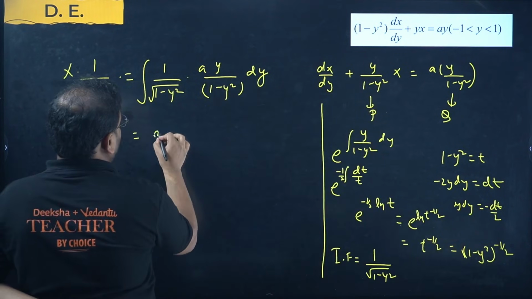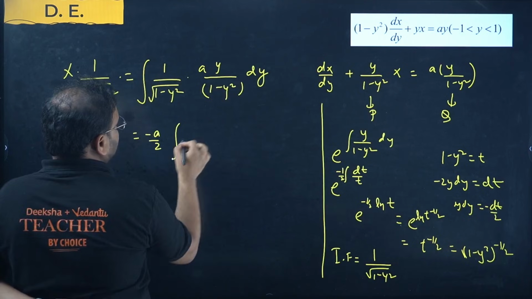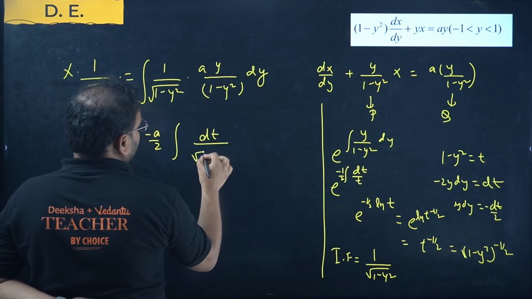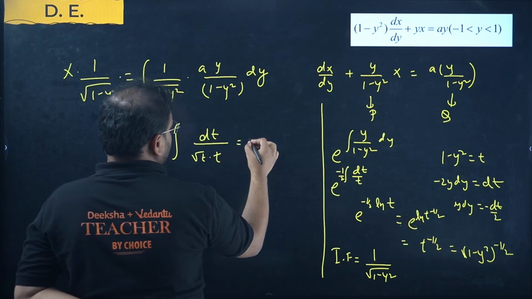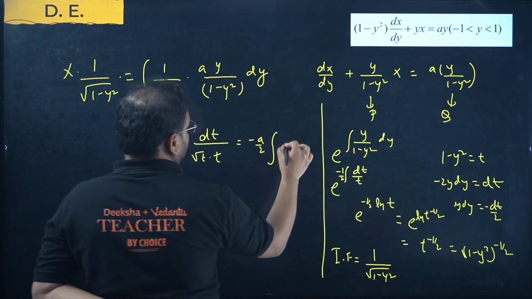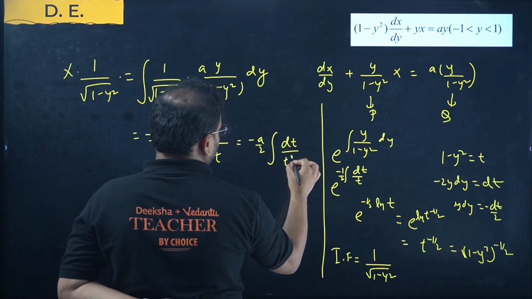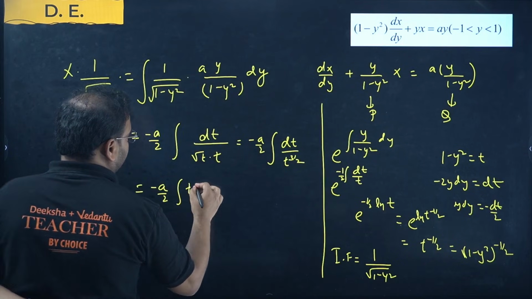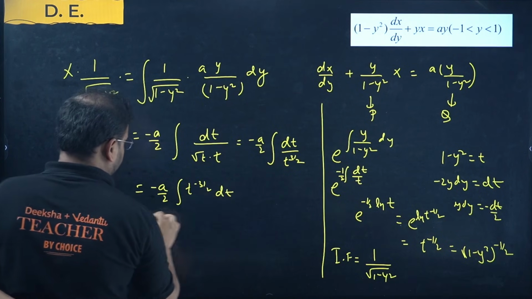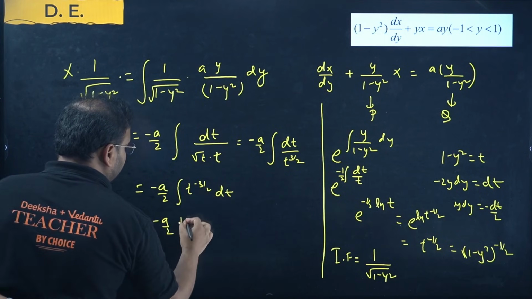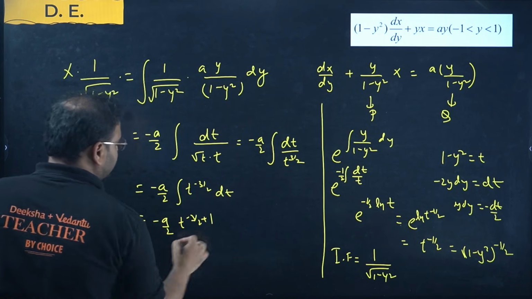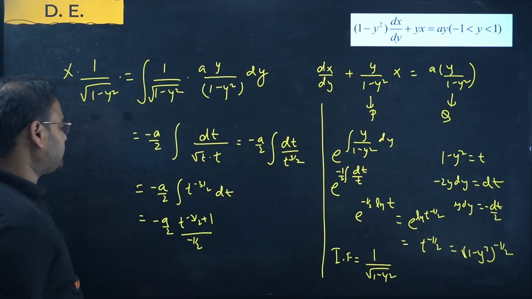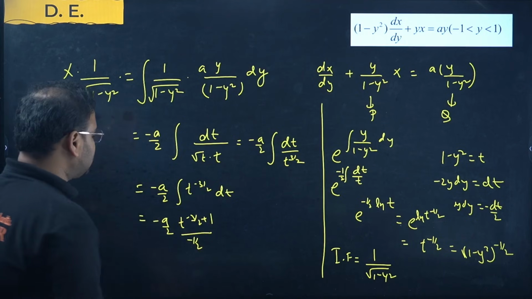Here a is a constant, so minus a by 2. This becomes y dy as dt, and over here you'll have root t into t. So we get this as minus a by 2 dt into t power 3 by 2. Okay, so integrate this: minus a by 2 integration of t power minus 3 by 2 dt gives t power minus 3 by 2 plus 1, which is going to be minus 1 by 2, plus c will of course come.